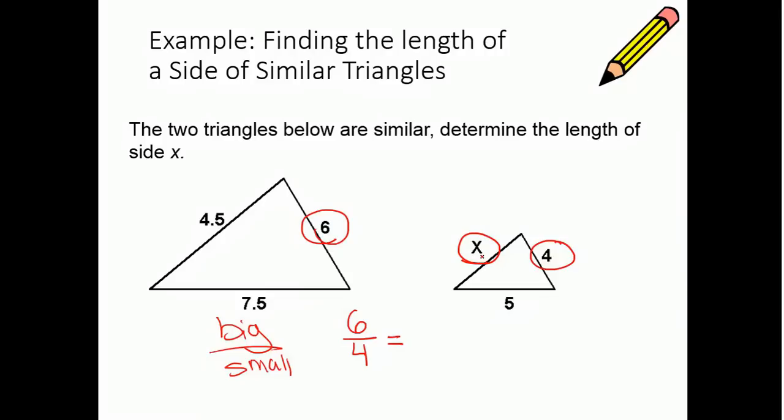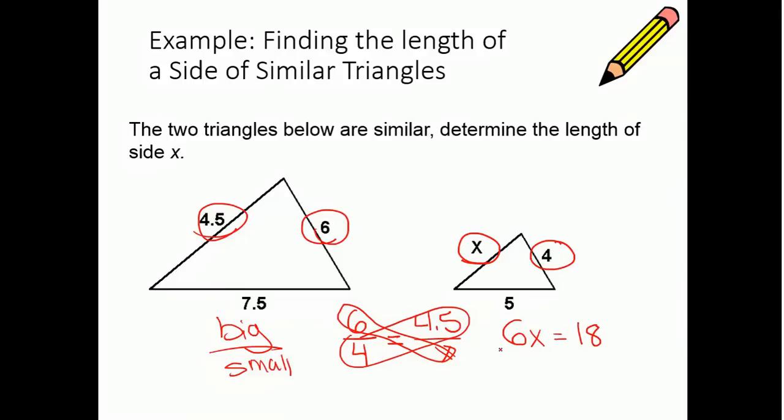Now, I need this x to somewhere get in there. So let's find the corresponding side to that x. Well, it's on this side of the 4, so it's got to be on this side of the 6. So 4.5 it looks like. So my big side, which is 4.5, over x. So now I need to find x. So let's solve this proportion. Same thing, cross product, 6x equals 4 times 4.5, 18 it looks like. Let's divide by 6. 18 divided by 6 is 3. So my answer would be 3.